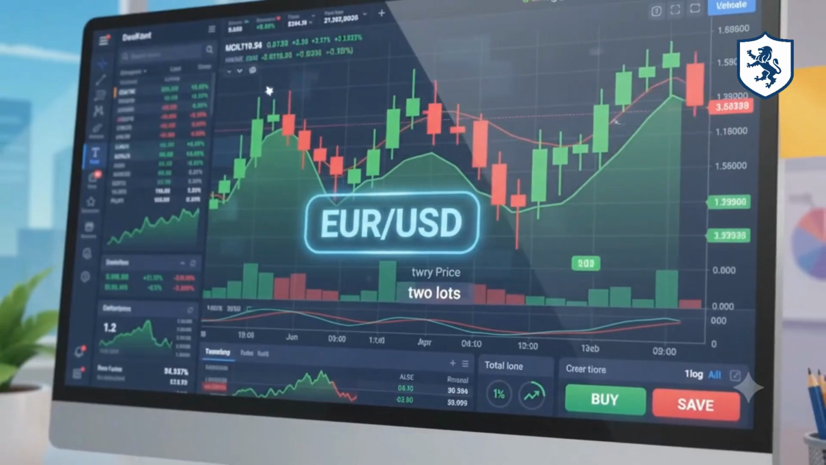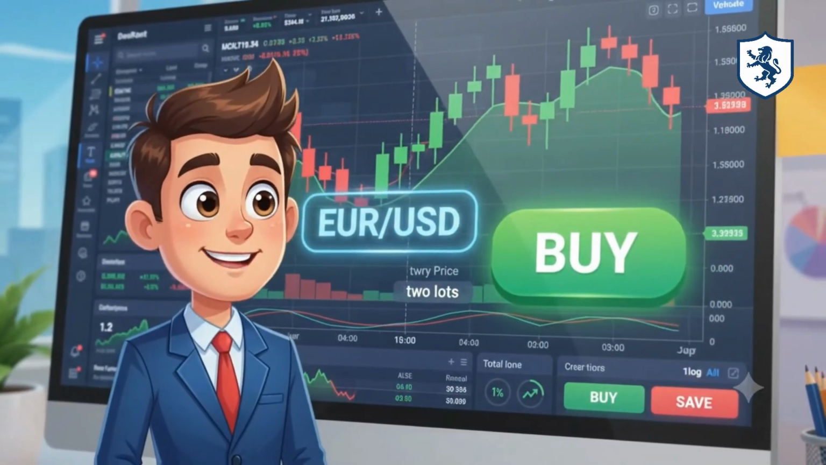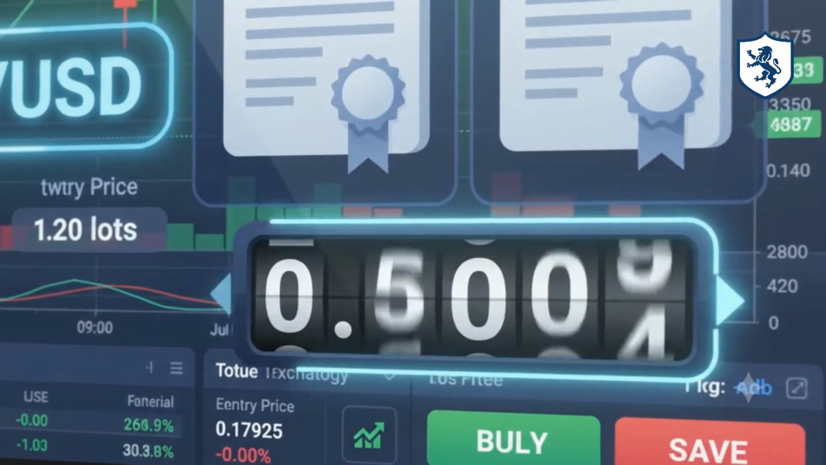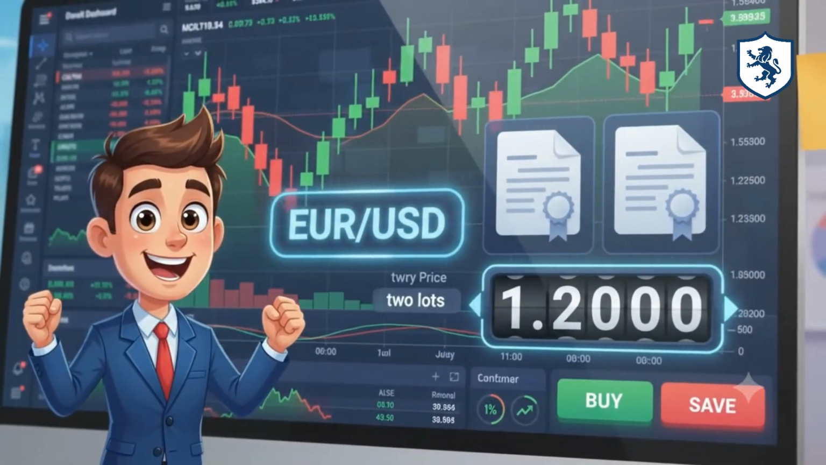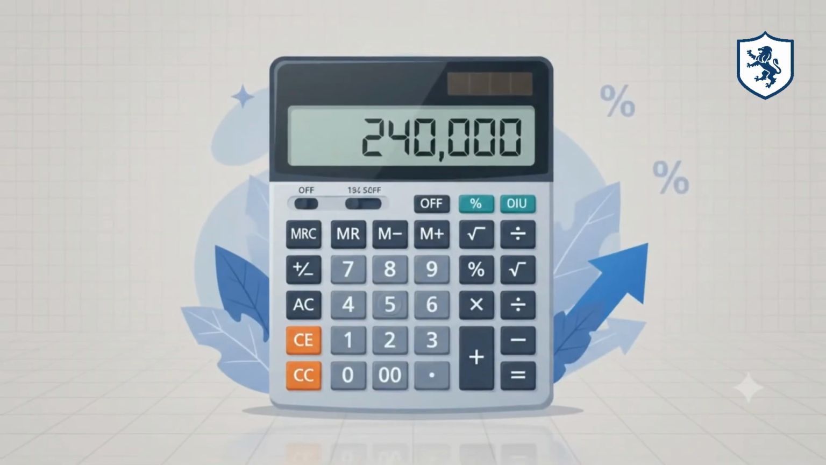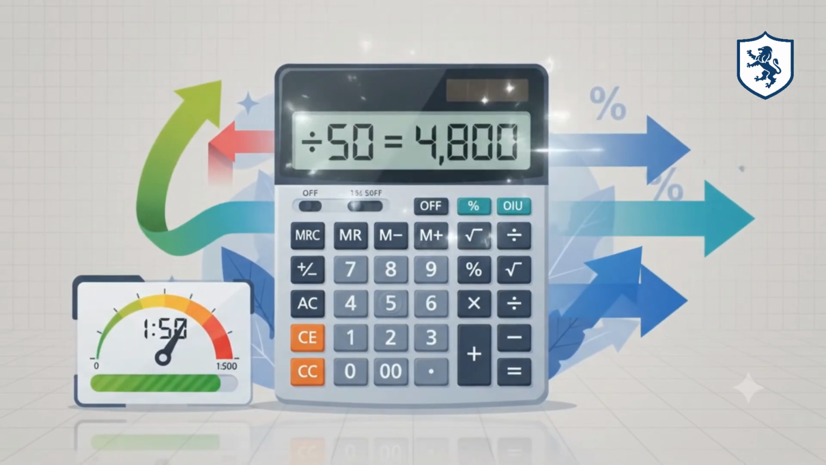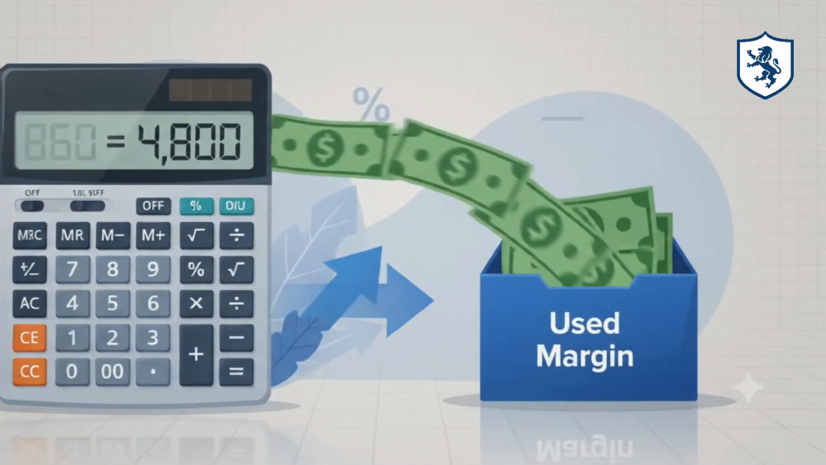Let's look at an example. A trader buys 2 lots of EURUSD at an exchange rate of 1.2000. The transaction value is $240,000. With 1-to-50 leverage, the required margin is $4,800.